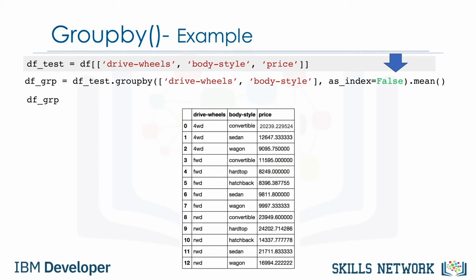We can see that, according to our data, rear-wheel drive convertibles and rear-wheel drive hardtops have the highest value, while four-wheel drive hatchbacks have the lowest value. A table of this form isn't the easiest to read, and also not very easy to visualize. To make it easier to understand, we can transform this table to a pivot table by using the pivot method.